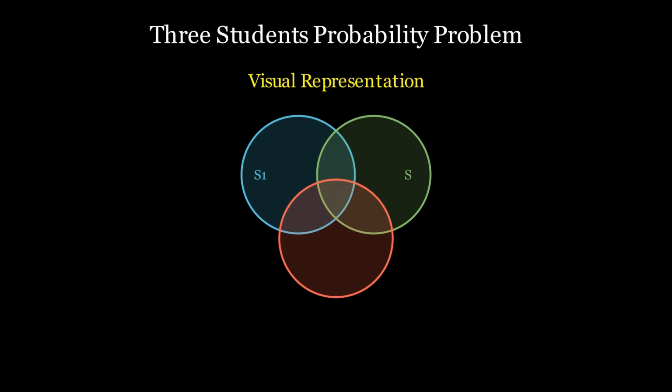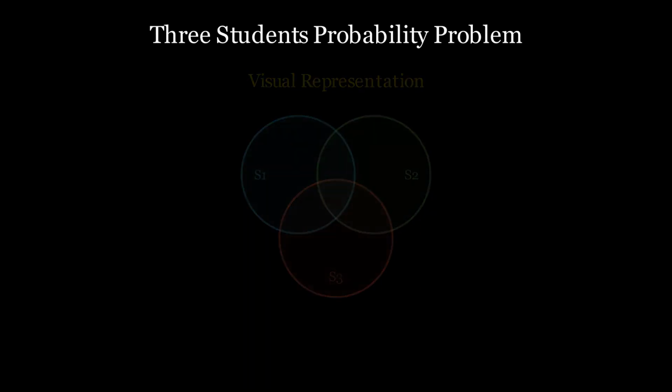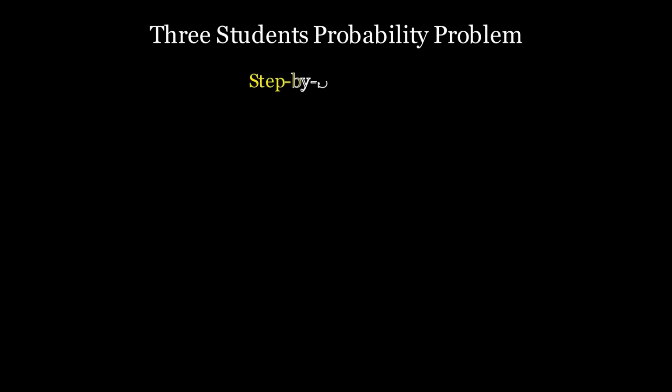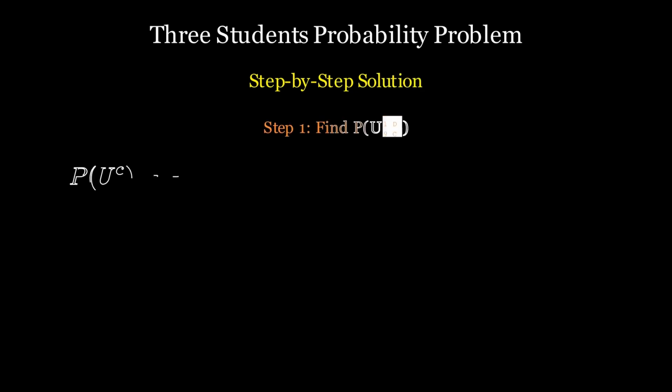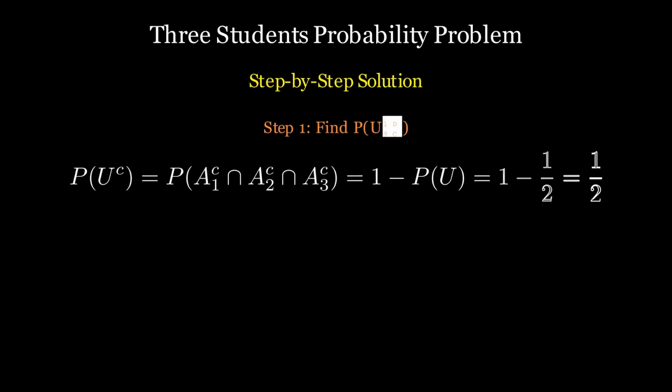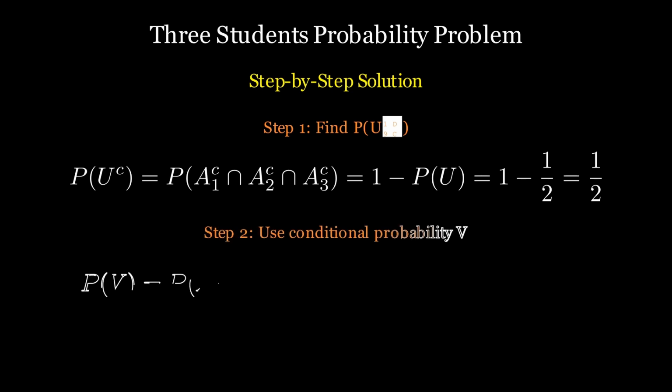Let's visualize this problem using a diagram. We have three overlapping regions representing the three students, S1, S2, and S3. Now let's solve this step by step. Step 1. Find the probability of U complement. The probability of U complement equals the probability that none of the students can solve the problem. This equals 1 minus the probability of U, which equals 1 minus 1/2 equals 1/2.